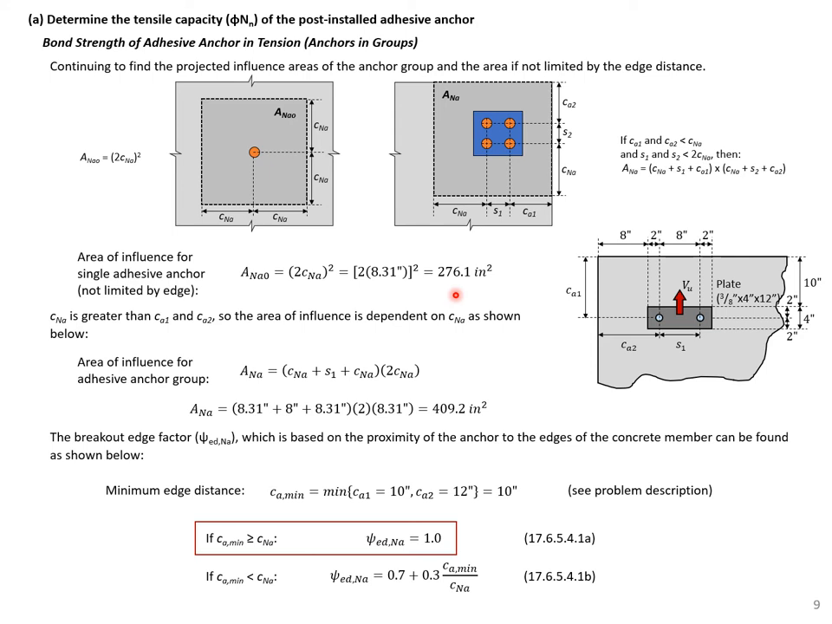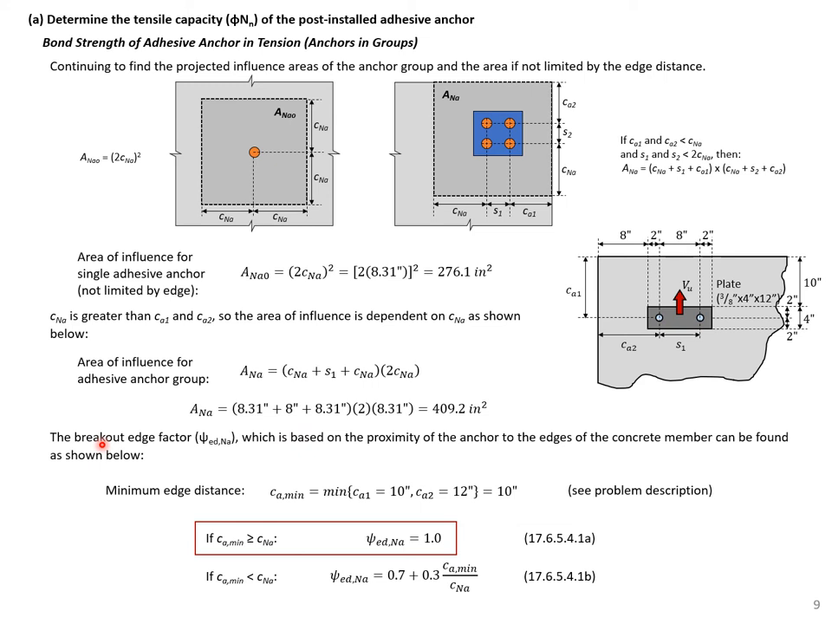As I said on the previous slide, our C sub NA is less than our edge distance, 10 inches and 12 inches. So we're going to have the area of influence for our adhesive anchor group equal to C sub NA plus S1, the spacing in between, plus C sub NA. So that'll give us our horizontal dimension. And the vertical dimension is going to be 2 times C sub NA, since we only have one row of anchors in that direction. So we can find our A sub NA equal to 409.2 square inches when we plug in our known values.